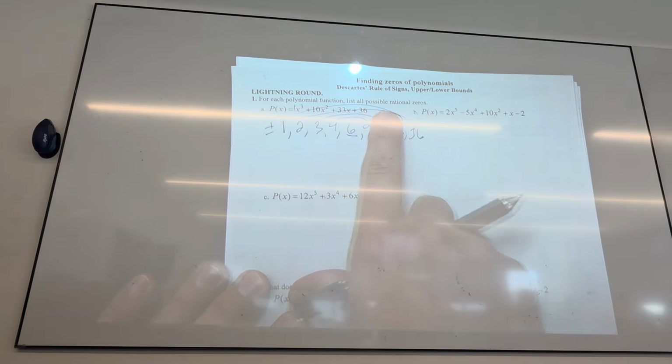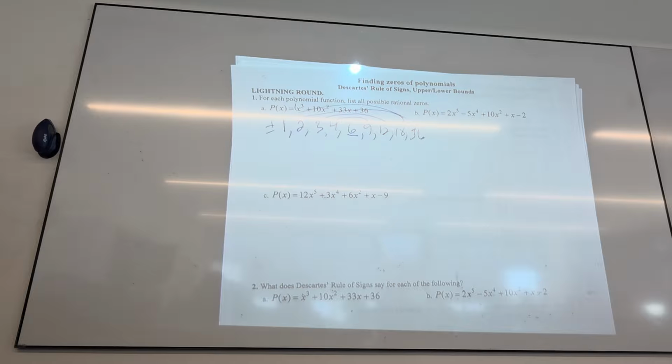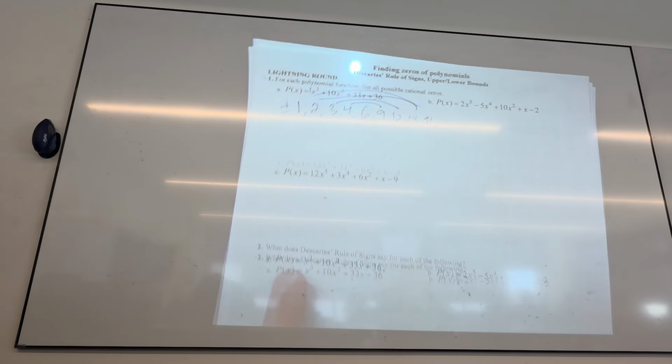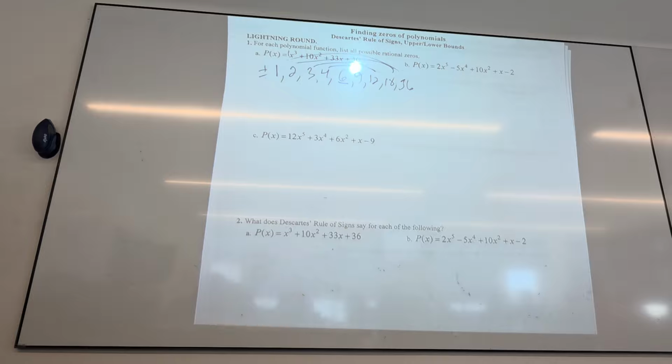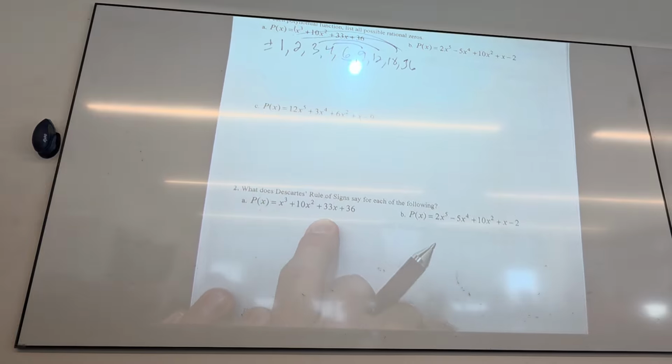But just for this, list all the possible zeros. If I then evaluate it with Descartes' rule of signs, it would just be the negative ones. I haven't said to evaluate it with Descartes' rule of signs, did I? Okay. So these are all the possible ones. If I then said, like I do down here, what does Descartes' rule of signs say for the following? Then you can say there's no positive roots yet.